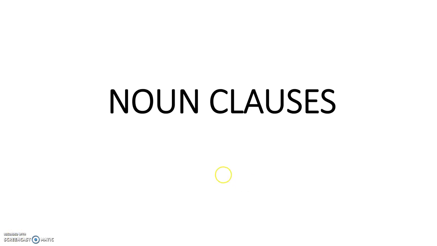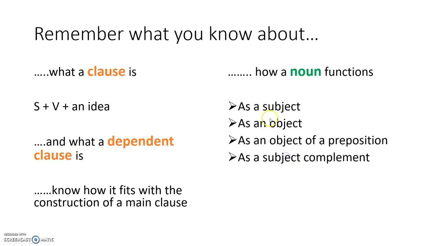This video is about noun clauses. So as you can imagine, we should probably remember everything we know about nouns and everything we know about clauses. So just keep in mind, a clause always has a subject and a verb. It has an idea. And noun clauses are one type of dependent clause.